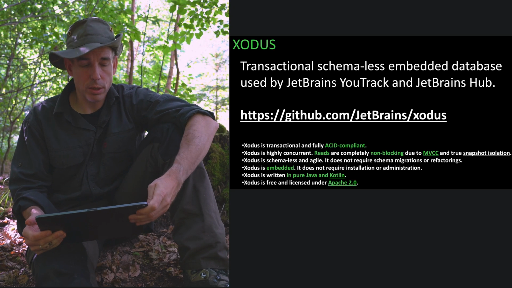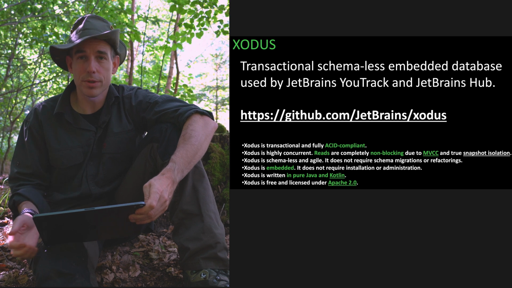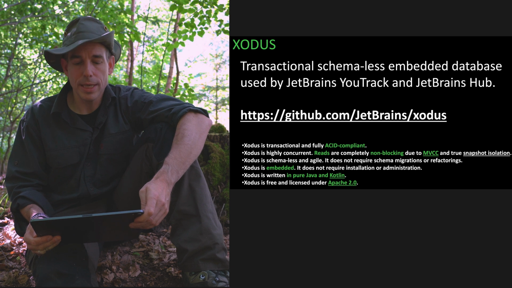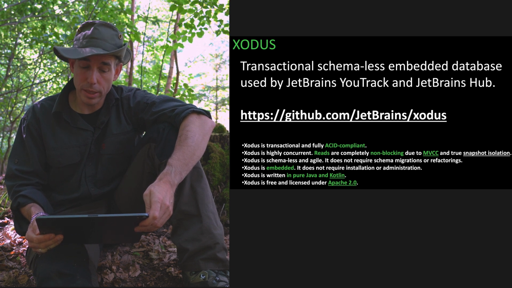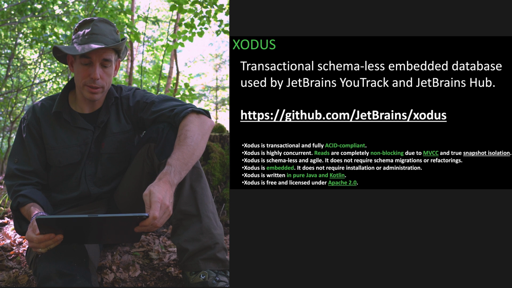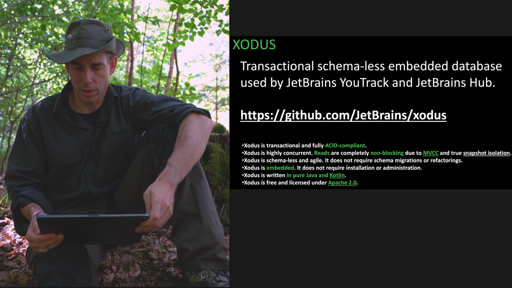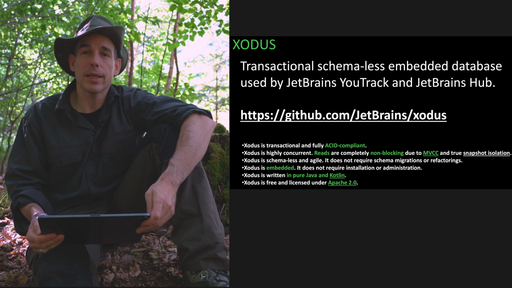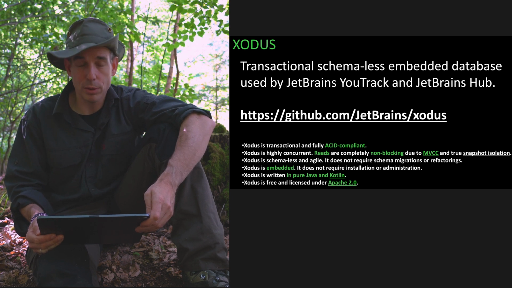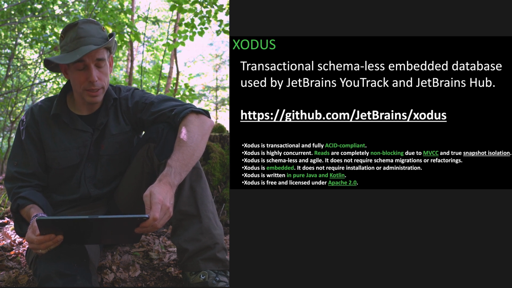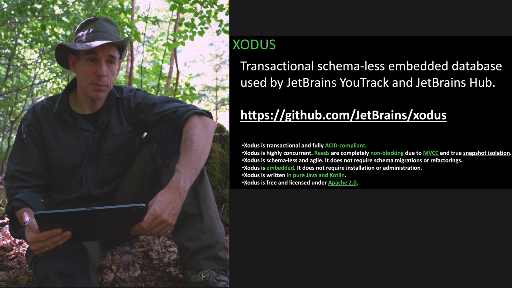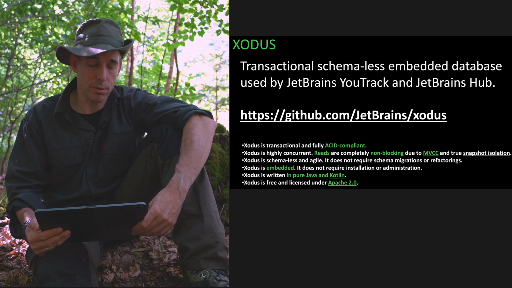Okay, XODUS. Where does the name come from, who's the creator, and what can we do with this? So far, XODUS is a transactional schemaless embedded database used by JetBrains products, YouTrack and JetBrains Hub. You can read this on the internet, but the main thing is I will give you the URL so that you can check out the source code. It's an open source solution from JetBrains, the company behind IntelliJ and TeamCity and all this.